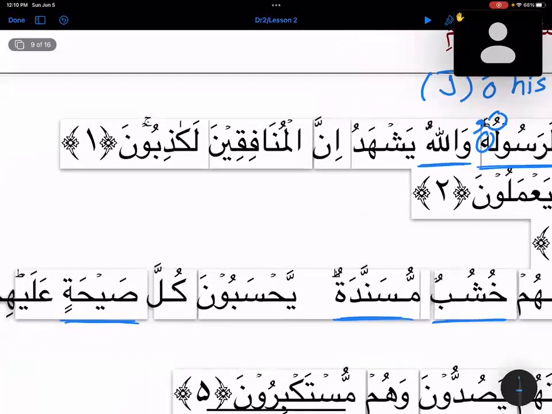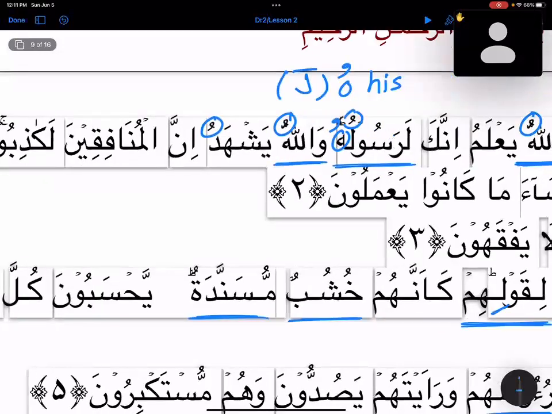Next one, Wallahu and Allah again. This is Rafa because Allahu, right? Wallahu yashadu. Even though in yashadu you see the u over here, this is a fail. So we are not going to look at it. That's why I'm just taking the words that are ism, that we can do.